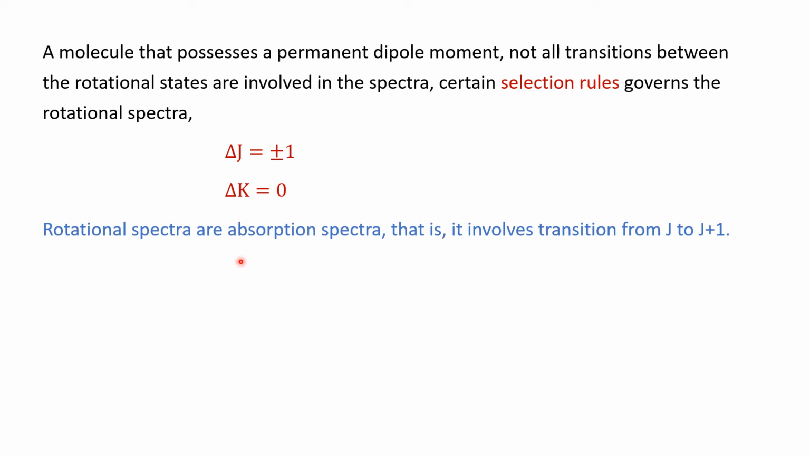So we know that the rotational energies are quite low. So whenever we obtain the rotational spectra, most of the time that is an absorption spectra, and that involves transition from the lower rotational state to the upper rotational state, for example, from J to J plus 1. Why do we take J to J plus 1? Because the selection rules permit only this transition.